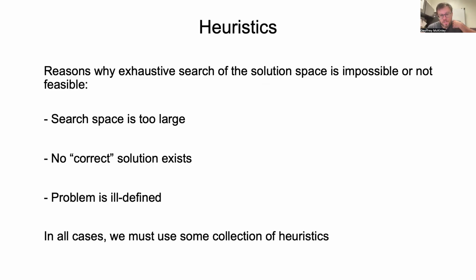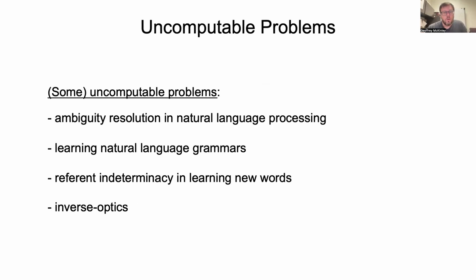But I just want to mention that in all of these cases, we must use some sort of collection of heuristics in order to get to the correct answer. And if there is no single unique answer, then it has to be a good enough answer at least. So we have to deal with a lot of uncomputable problems. Many psychological problems are uncomputable. And so here are just a few of them that I'll talk about in more detail.